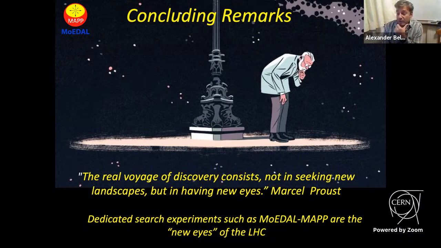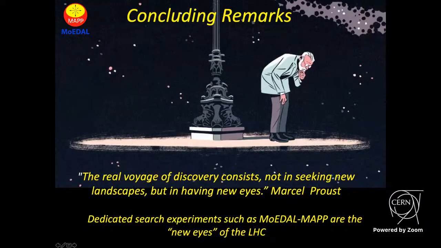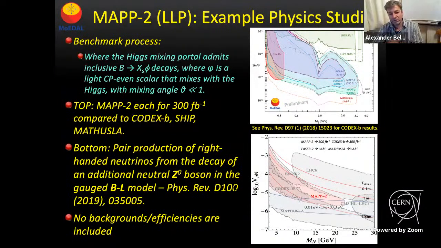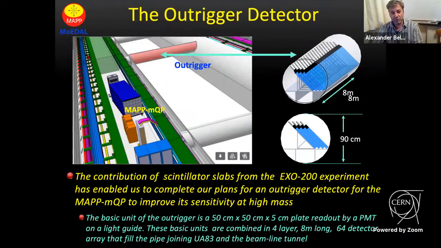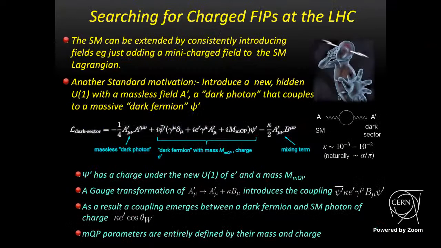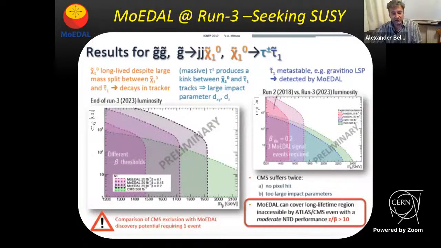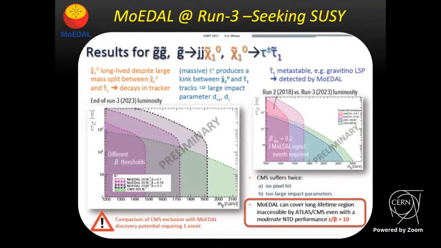I just wanted to ask one question about how long-lived particles you can detect. I understand that you're aiming to detect highly ionizing particles, but how long should they live? Basically, my question is, what is the minimal distance from the interaction point you can access?